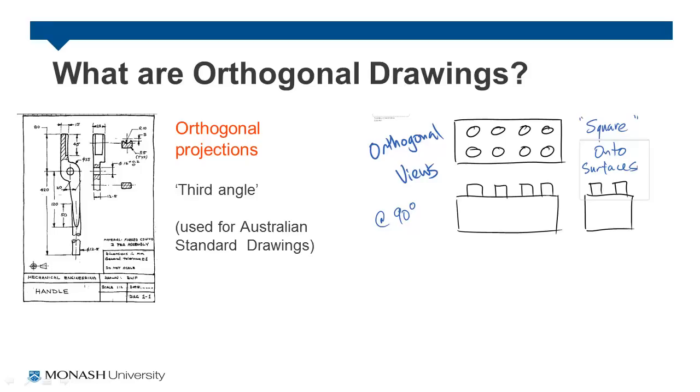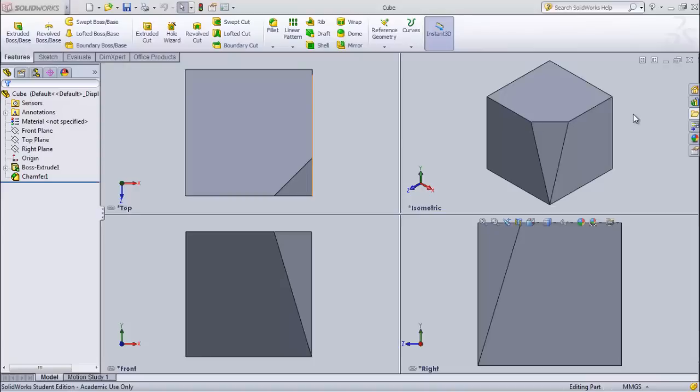Orthogonal drawings are also what Australian standard drawings are produced in, and that's why they are very important for us to learn. So to start things off, I have here a cube where we have this corner here chamfered off, giving this flat surface here. And we also have the top view of this cube, the front view, and the right view. So to start with, I'm just going to run you through how we'd actually obtain these three views.